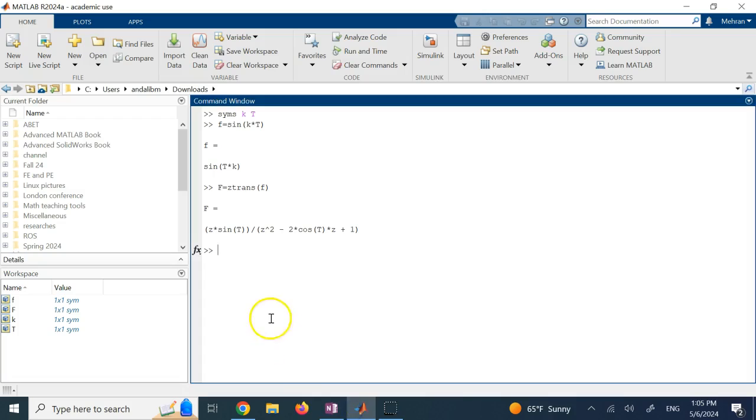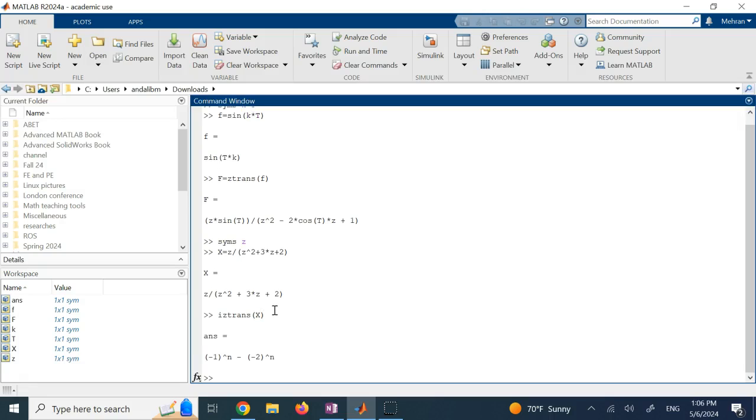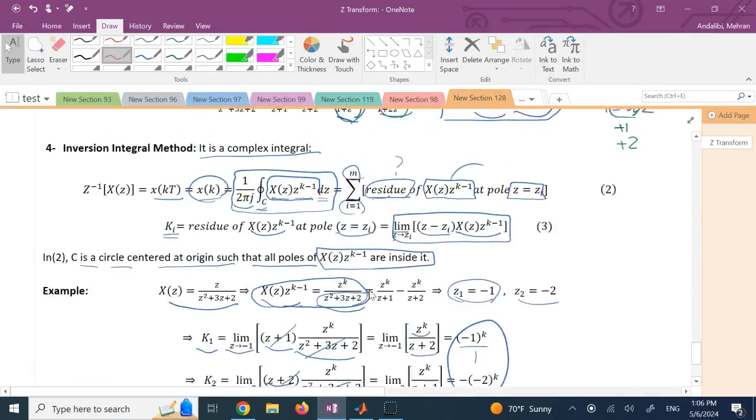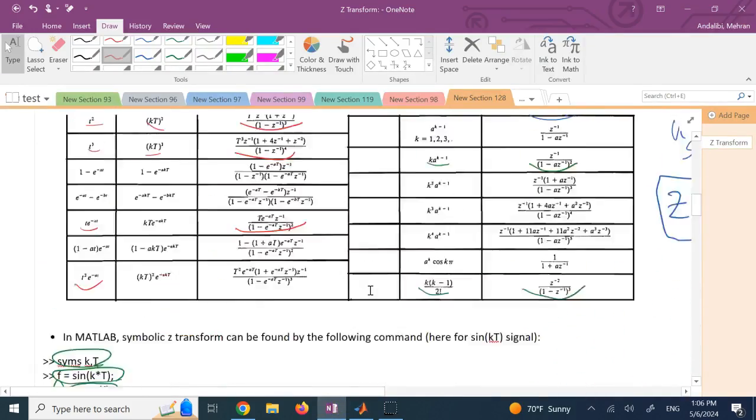So here we say syms z, and then capital X equals z over z squared plus 3 times z plus 2. And then iztrans of capital X, look, -1 to the n minus -2 to the n, and here n is the same as k for us. Done. You see?